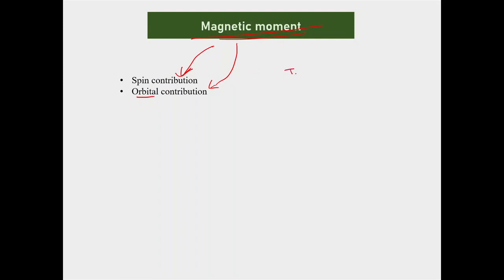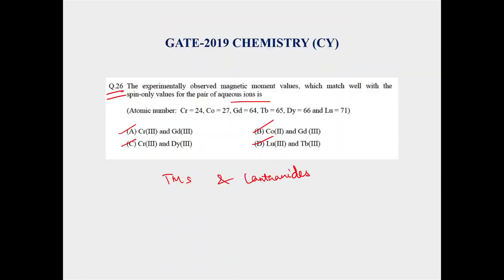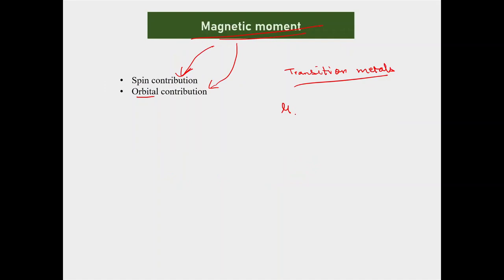Now, for transition metals, in this question what they are asking is when the spin only values are equal to their observed magnetic moment values. So, mu observed is equal to mu spin only, if no orbital contribution is there.